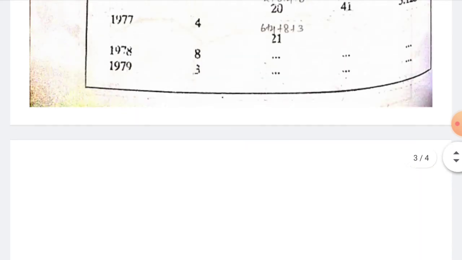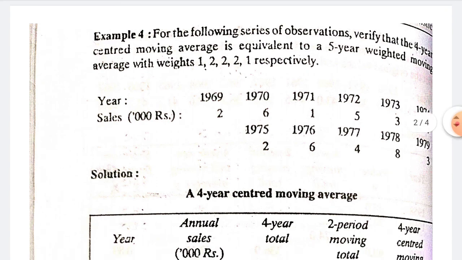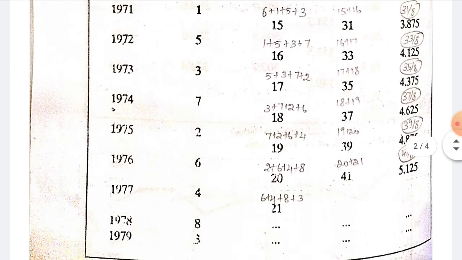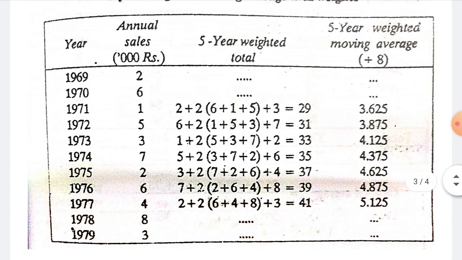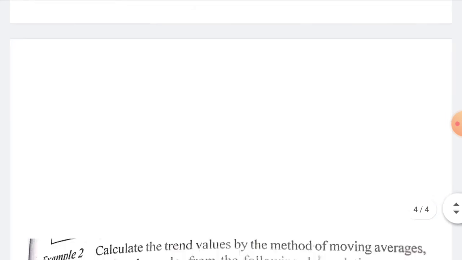In the question itself they have given: verify that the 4-year centered moving average is equivalent to a 5-year weighted moving average with weights 1, 2, 2, 2, 1 respectively. So you have to see the final answer. The 4-year centered moving average has the same answer as the 5-year weighted moving average. So these two are equal. So go through the problem. I will give one homework sum.